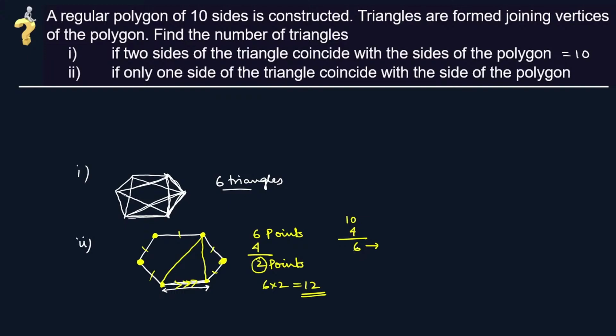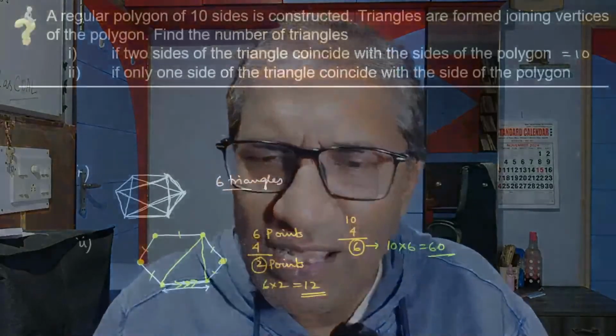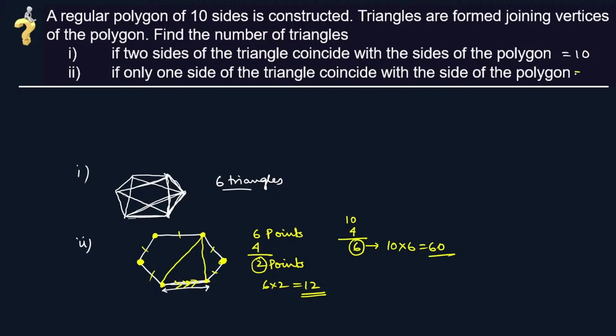For each side, we are forming 6 such triangles. So for 10 sides, we are going to form 60 such triangles whose exactly one side will coincide with the side of the polygon. Is it clear? Therefore, the answer for the second one is 60.